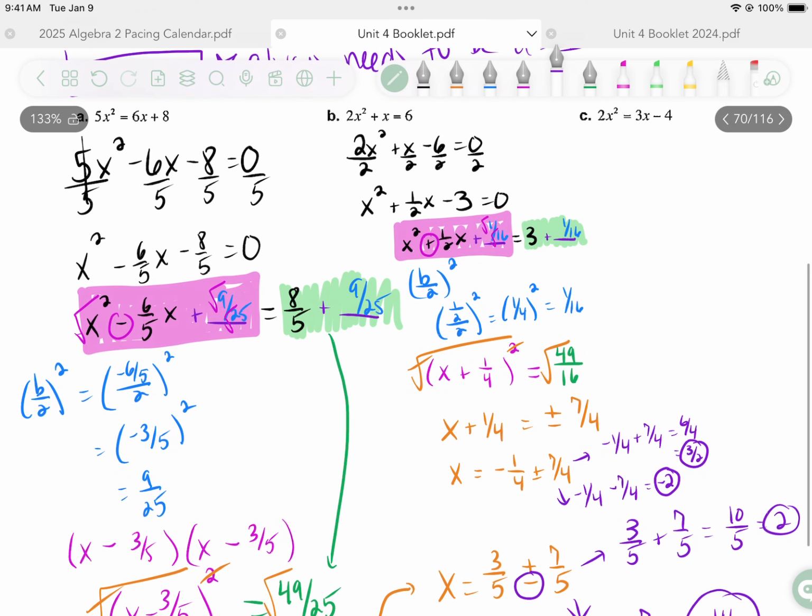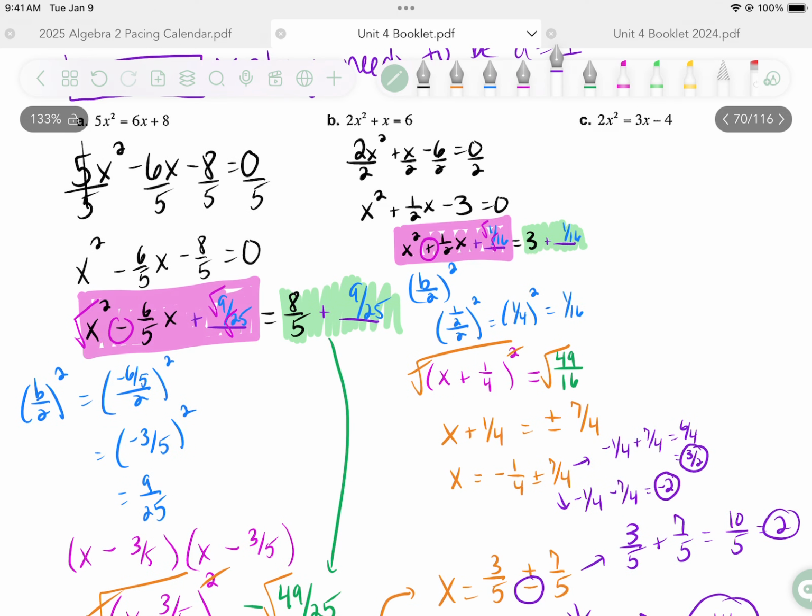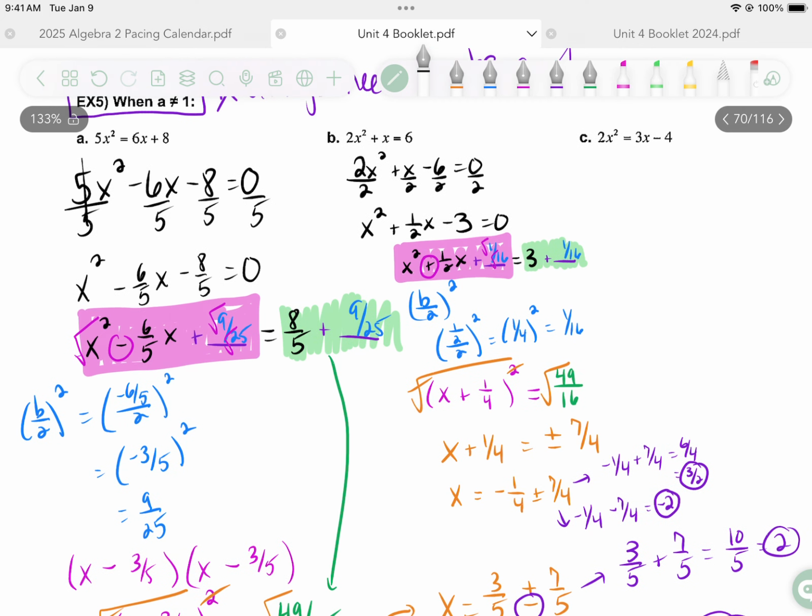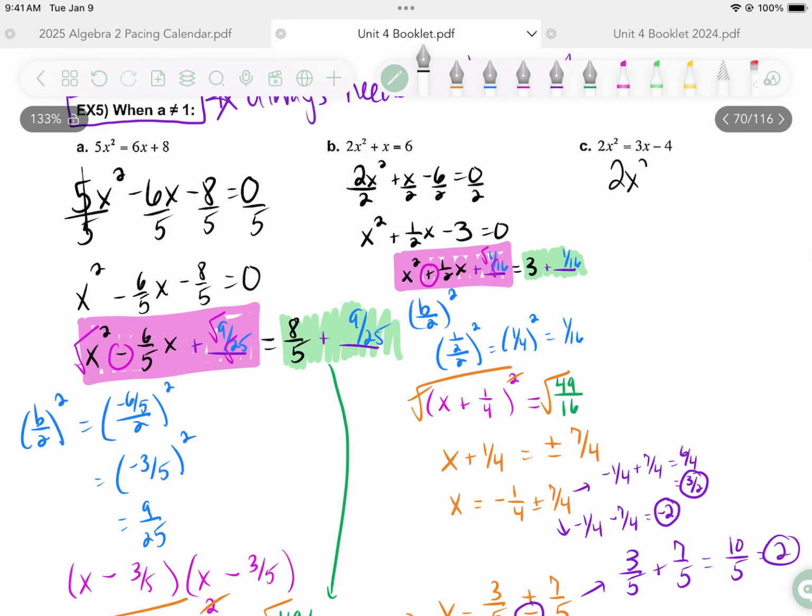All right, the last one here. Again, I would pause this video and try this one on your own, and then you can go ahead and watch. Make sure you did it correctly. But last one, I'm going to go ahead and get everything over to the left. Not a perfect square trinomial, pretty easy to tell right off the bat because of this term. So therefore, I need to complete the square. So let me go ahead and divide everything by 2, since my leading coefficient is not a 1.